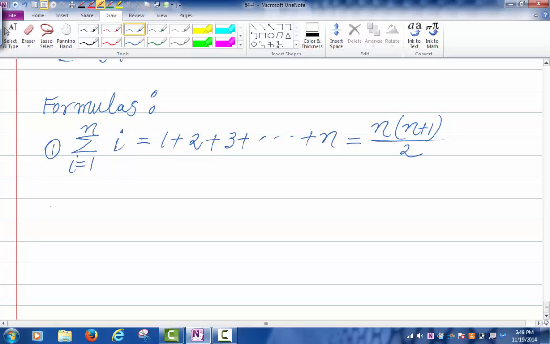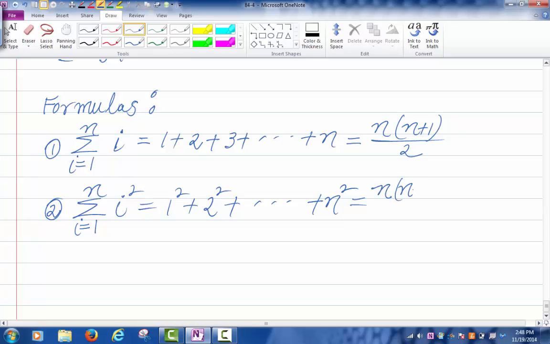Okay. Formula number 2, the summation i going from 1 up to n of i squared, which would mean that the first summand is 1 squared, the second summand is 2 squared, dot dot dot. The last summand is n squared. And it turns out that we have a formula for this sum as well. It is n times n plus 1 times 2n plus 1 divided by 6.